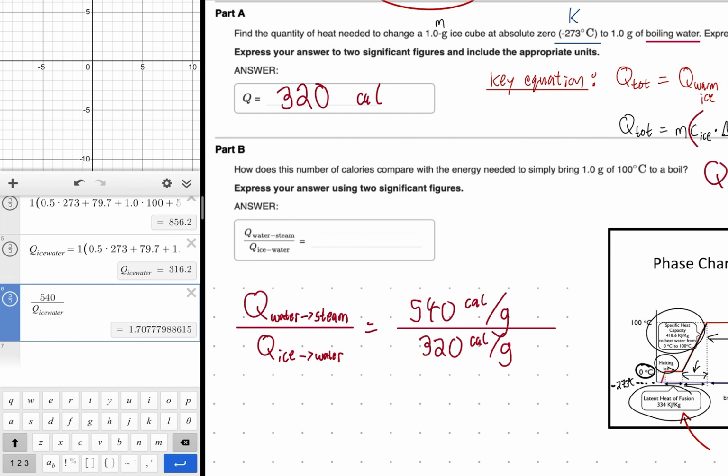Our ratio is 1.7. No units because it's a ratio. Each of these would have units of calories that cancel out. As you can see, everything cancels. It's just 1.7. In other words, it takes 1.7 times as much energy, so it's 170%, because that's what 1.7 means. It takes 170% more energy to just do that last step of boiling than everything that came before from way back at absolute zero. I said that before, but this is the actual numerical value, 1.7.